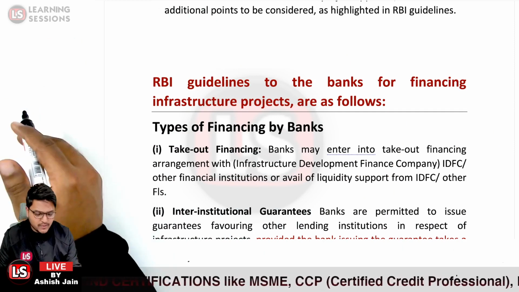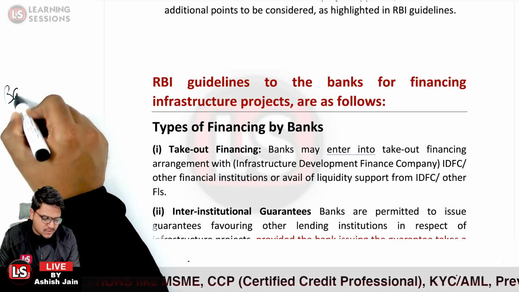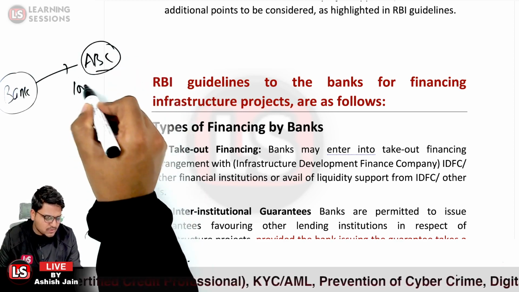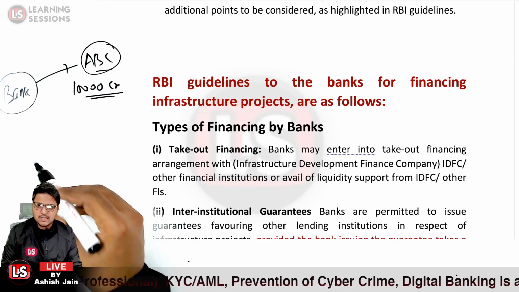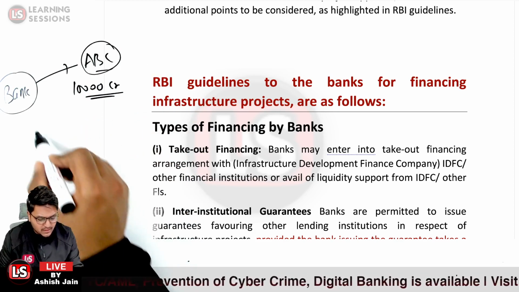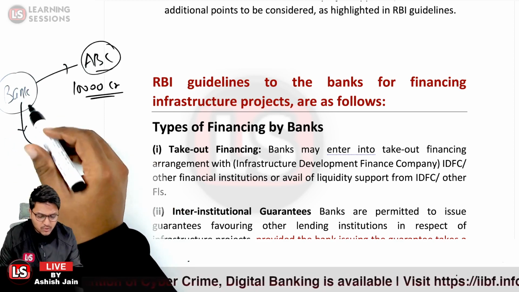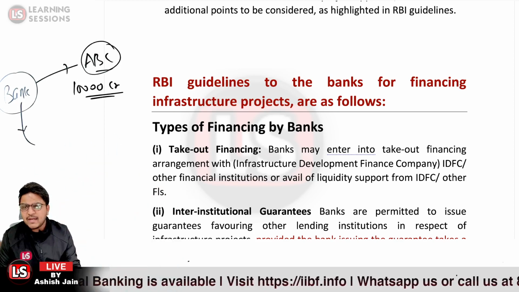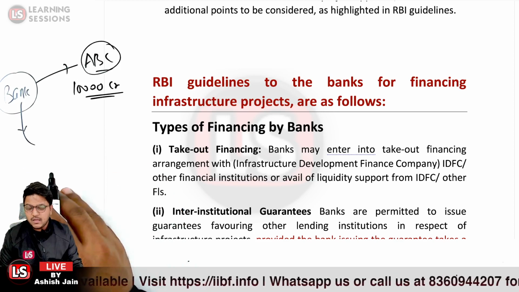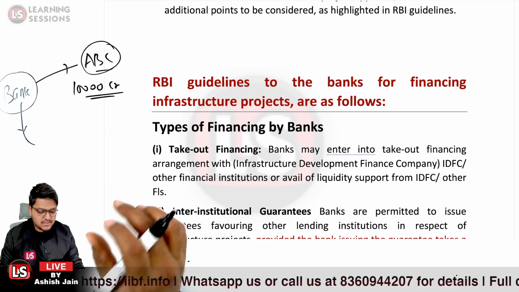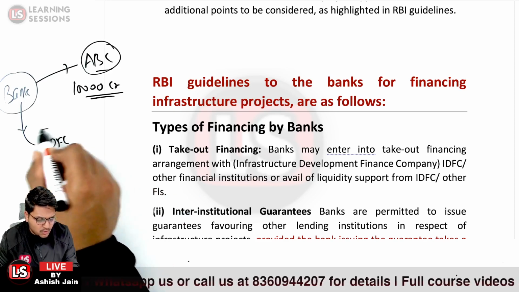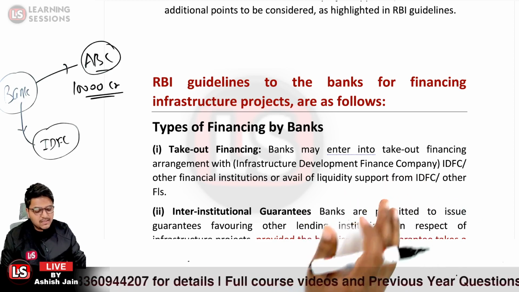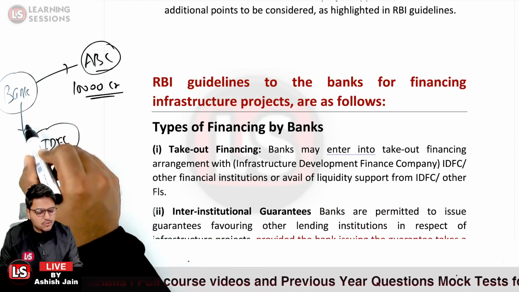Takeout financing is a position where a loan will be first of all sanctioned by the bank. So let us take the case that the bank has sanctioned an infrastructure loan to ABC Limited amounting to 10,000 crores, sanctioned beforehand. At a later stage, when the bank was in need of liquidity, the bank had already an arrangement with the IDFC, that is Infrastructure Development Finance Company, and the bank sold the loan to the IDFC. Basically it just took out its liquidity from the loan, and the loan was transferred to the IDFC.